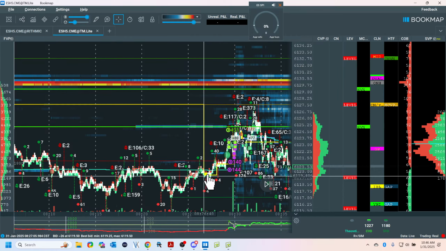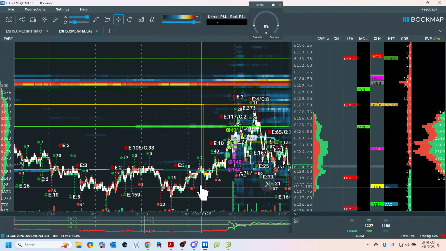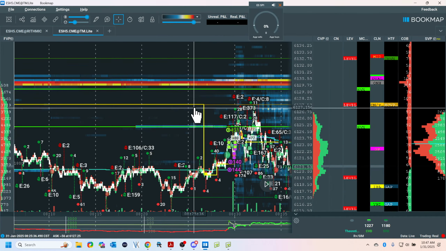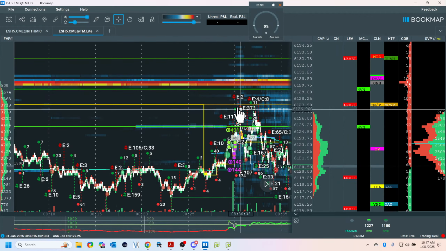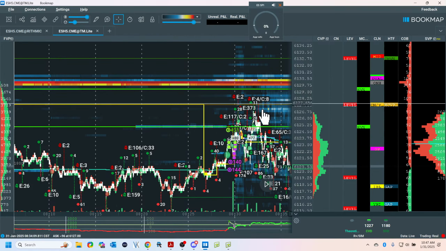So this right here might be, this is the new developing volume point of control. This is the previous price. I'm trading towards coming outside, okay? So I'm trying to get back here.